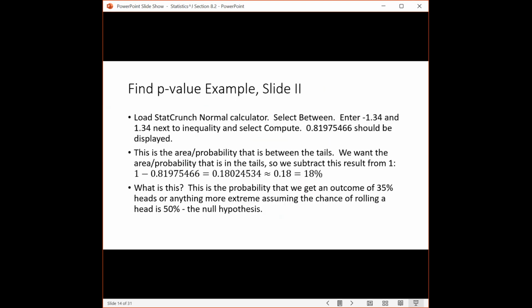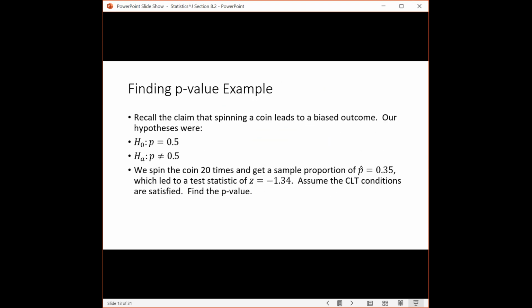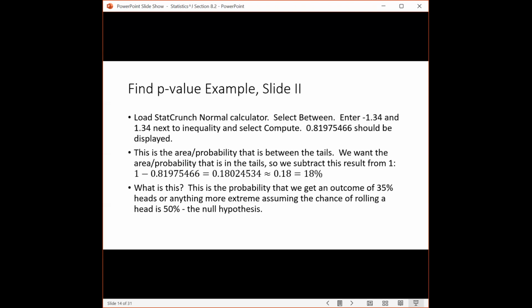So with an 18% outcome, it's possible that it was just random luck that you got 35% of the coin spins as heads rather than bias. That's the way to interpret it: if you get a high probability, that suggests that the null hypothesis was correct, and it was just luck that you got the outcome that you did, and it does not suggest that the alternative hypothesis is correct.